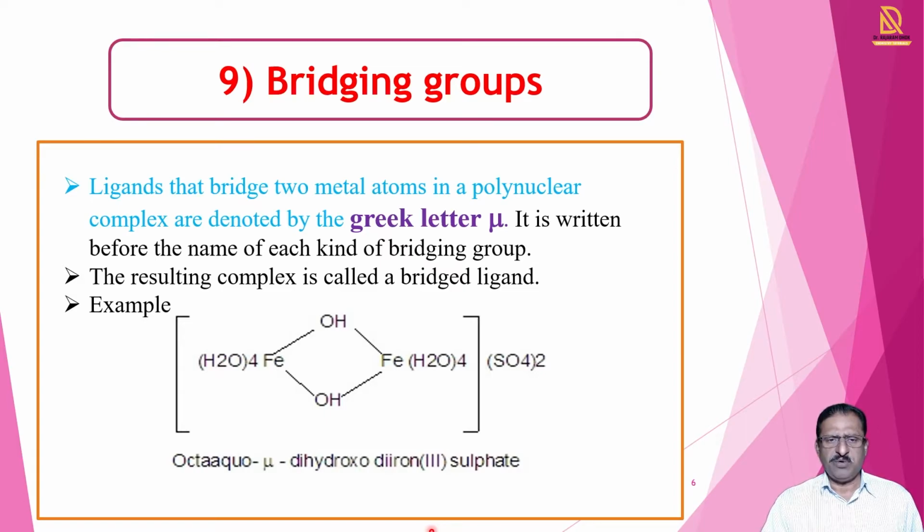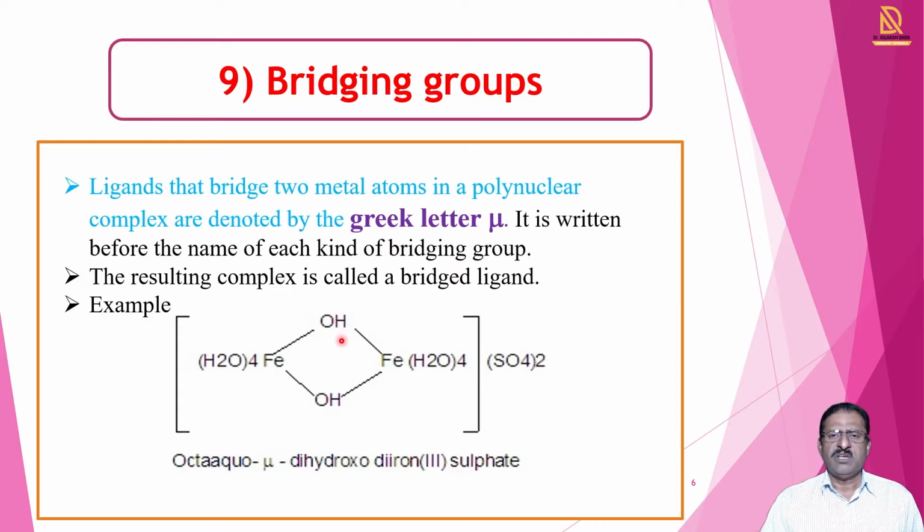In some examples, ligands are present between metals through a bridge. You see this example, Fe OH Fe. There is metal Fe, and a hydroxo ligand is attached. But that hydroxo ligand is attached not only to one metal, but to two metals. And such a ligand is called a bridge ligand.